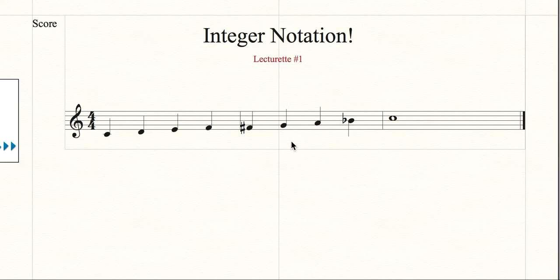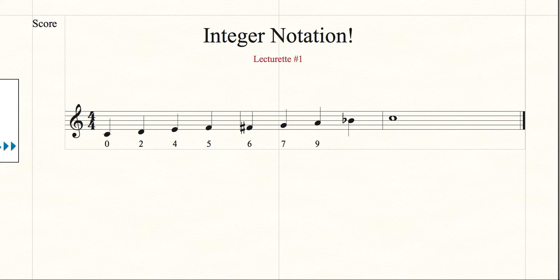And the basic way integer notation works is simply that there is an integer number for all of the 12 possible pitch classes. And in this system, C is always going to be 0. So I'm going to start typing some labels in here. And you see C is always going to be 0. D will always be 2. E will always be 4. F is 5. F sharp is 6. G is 7. A is 9.